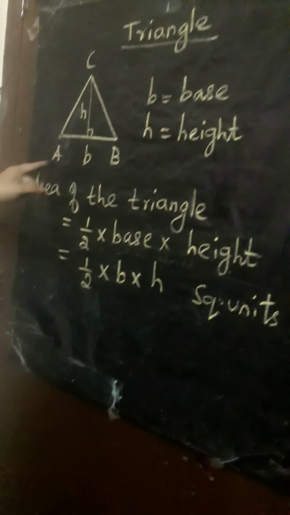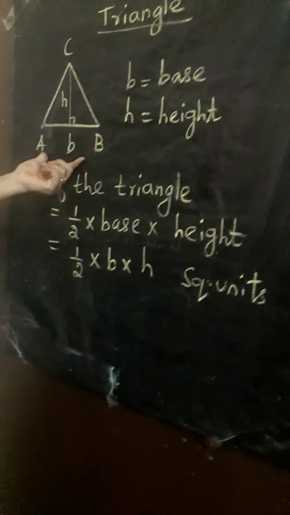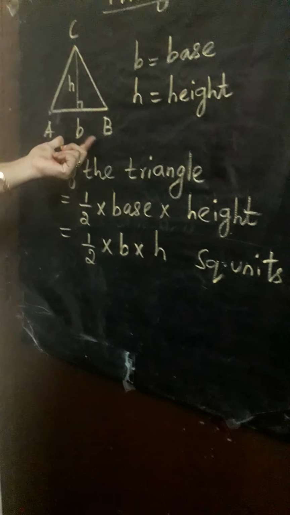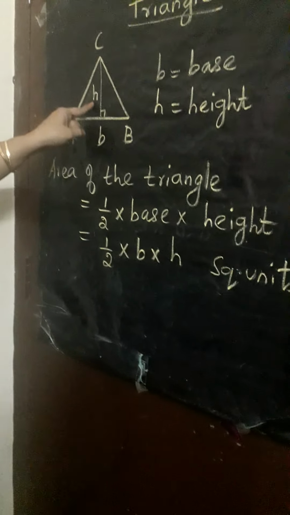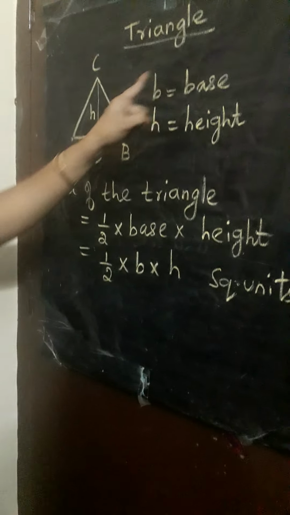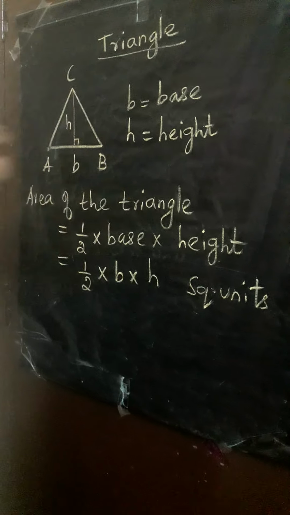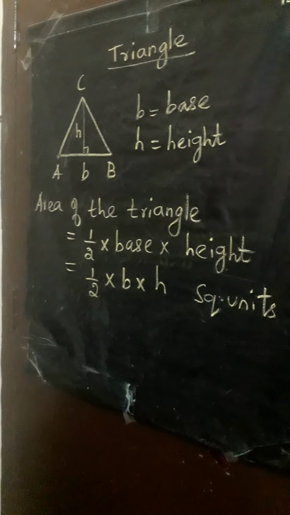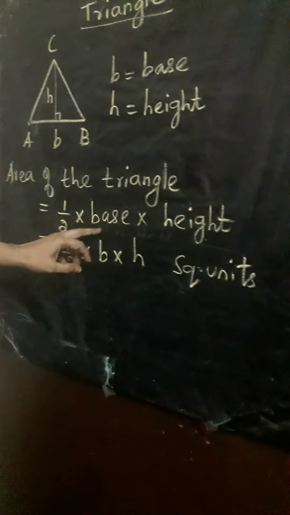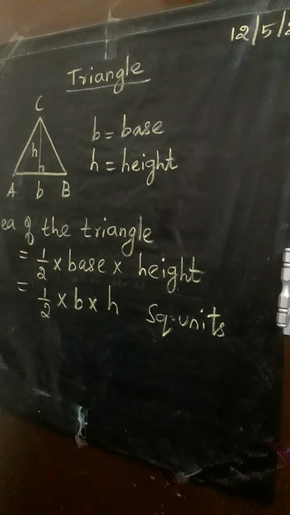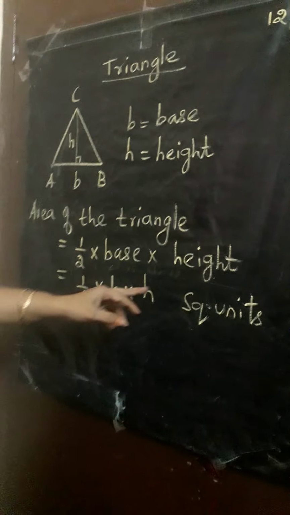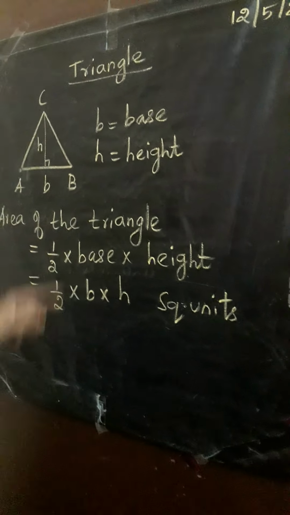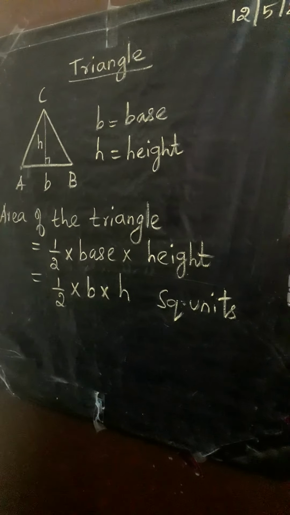Here ABC triangle is given. AB equal to base. So base equal to B and height, we denote by the letter H. Area of the triangle equal to half into base into height. What is the formula for area of the triangle? Area of the triangle equal to half into B into H square unit.